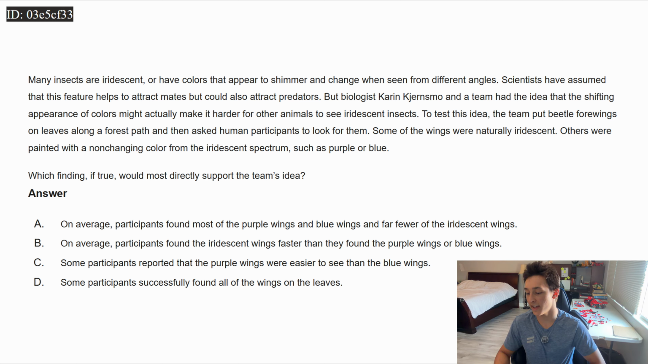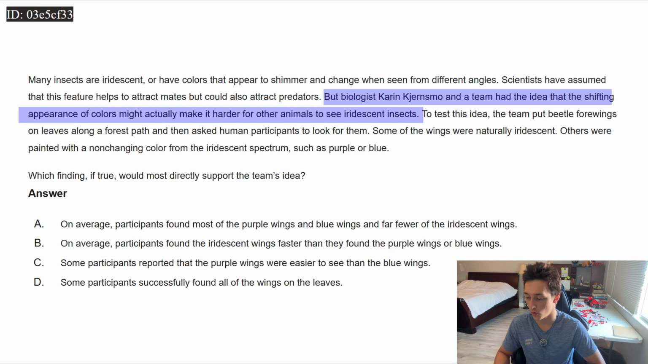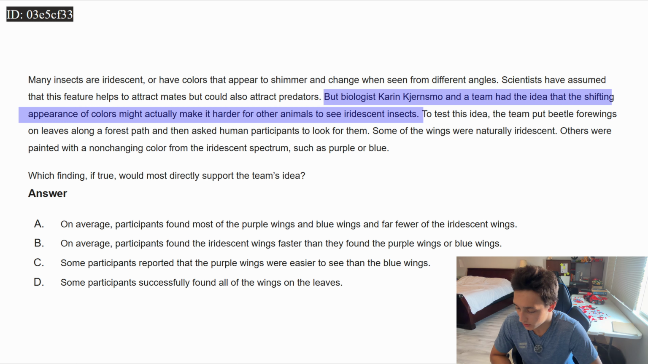You see, that is the claim. That is the claim I want you guys to highlight. On average, participants found most of the purple wings and blue wings and far fewer of the iridescent wings. Exactly. That perfectly proves that the iridescent wings were harder for the participants to find, and therefore the shifting appearance of colors made it harder for the animals to see iridescent insects.